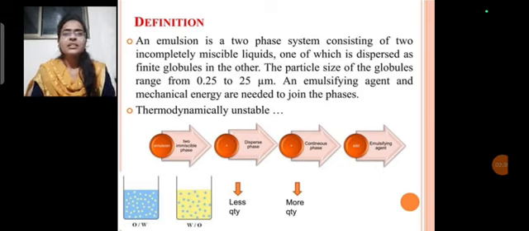Next, the particle size of globules ranges from 0.25 to 25 micrometer. Means the particle size of globules present is in the range of 0.25 to 25 micrometer. Next, for the preparation of emulsion, the most important ingredient is the emulsifying agent.